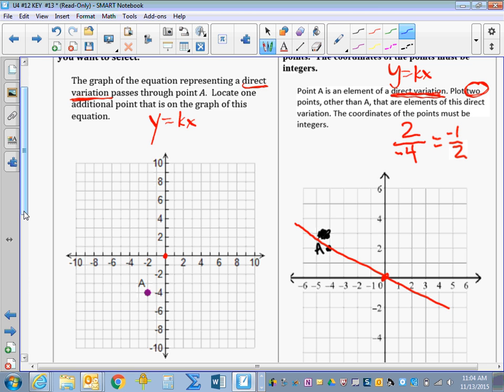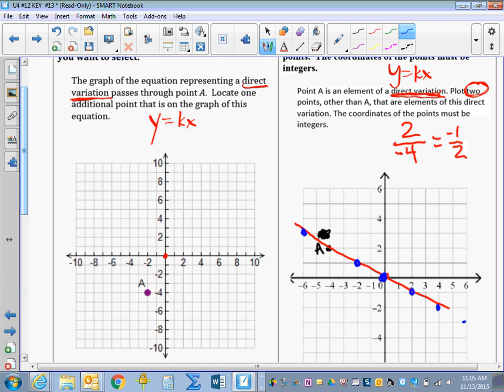Let me use blue. So I know that this is a point on my graph, and then I can use my slope to pick any other point. Up 1 to the left 2, or I can go down 1 to the right 2, or over here. Any of these actually works for my answer.